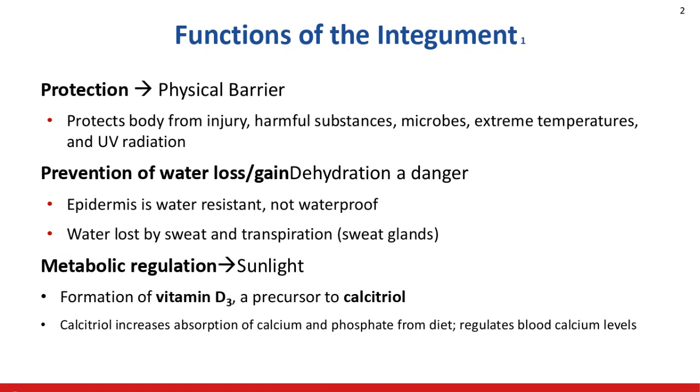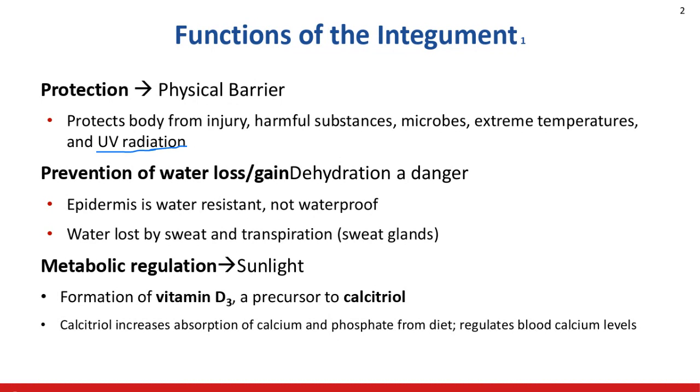So let's go into a couple functions of the integument. The first one here is what we talked about on the previous slide. It's a physical barrier, so it's going to offer protection. It's going to keep harmful substances and pathogens, different types of microbes, viruses, bacteria, fungi, from entering into your body and becoming what we call opportunistic infections. It also helps with temperature regulation, keeps you warm when it's cold outside, and it keeps you cool when it's warm outside.